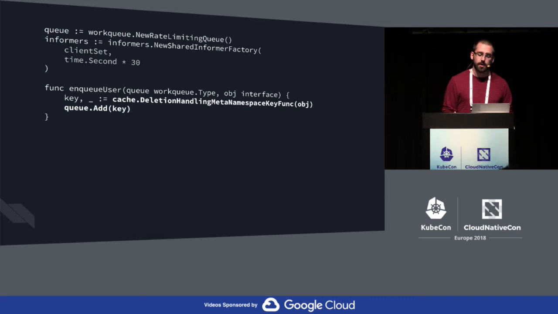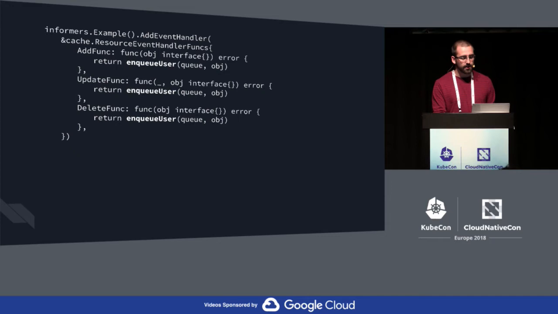By default, it assumes that the key that you want is just the name. So once you get the key back, you just do queue.add, and it's off to be processed. So we have to hook up the informer and that function that we just showed. So it's really simple to do.